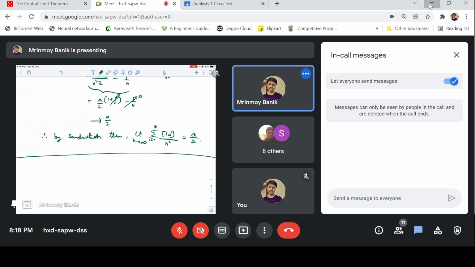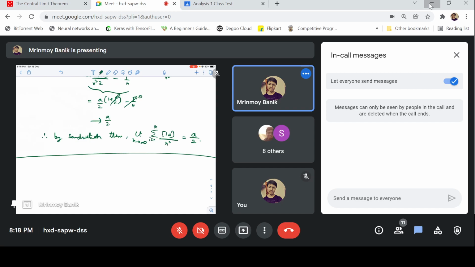Sir, is it U belongs to R open? I mean, U is open. U is an open, not belongs to actually. Sorry. So U is a subset of R which is open. Is that okay?